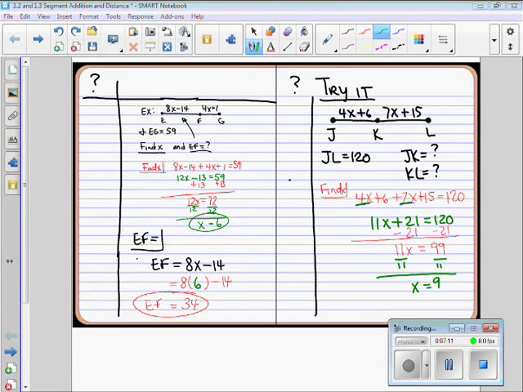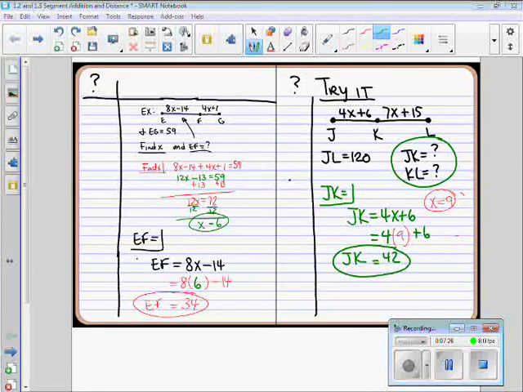All right, welcome back. Here's my equation, my setup to find X equals 9. A lot of students stop there. Remember, that's not the question. I wasn't asking you for the X. I have to find the X to find the answer, which is what is JK and KL. Okay, so let's move on.